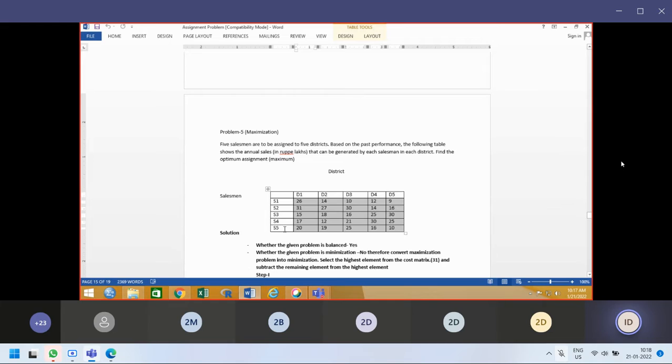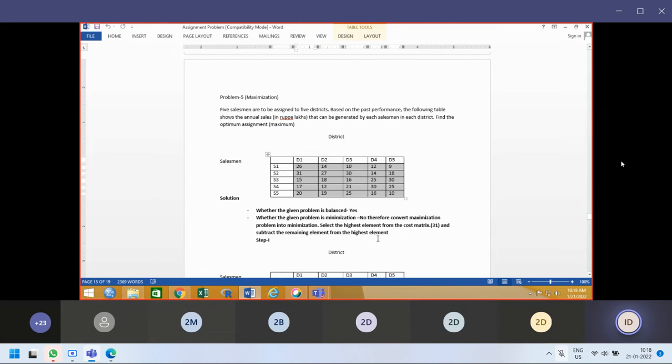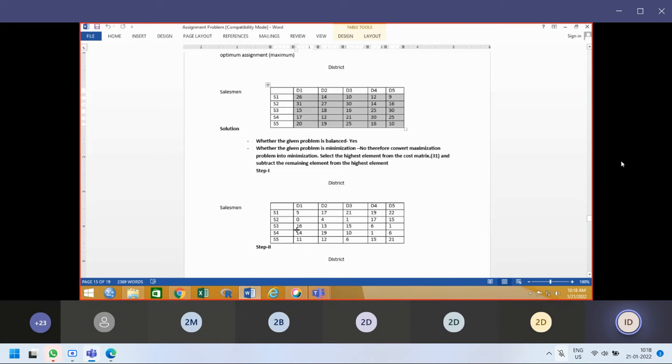That means here 31 minus 26, this. Again 31 minus 31, 0. Again 31 minus 15. Again 31 minus 17. Again 31 minus 20. Are you all getting it or not? So this will be the resultant matrix. Are you all getting it or not?